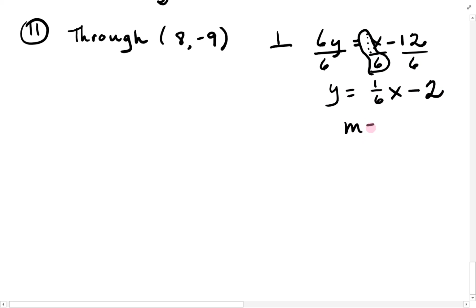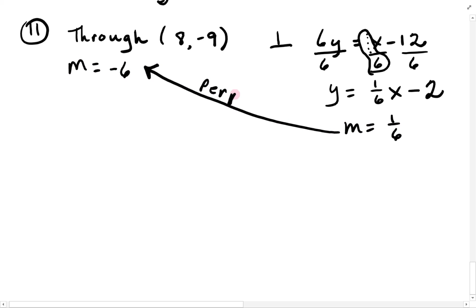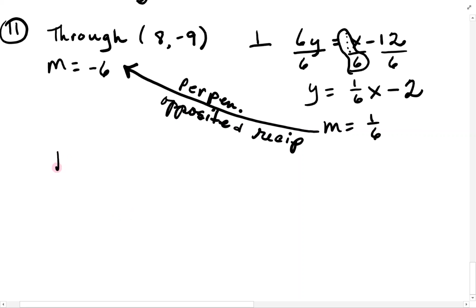The slope of this perpendicular line is 1/6. The slope of my line is therefore negative 6. How do I know that? Perpendicular, and abbreviate it, means opposite in sign and reciprocal. So I flip it over to be 6 over 1 and I change its sign to negative 6. So now I can use point slope because I was given a point and I found the slope.